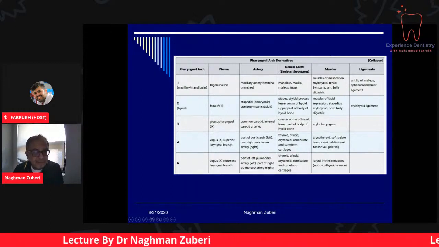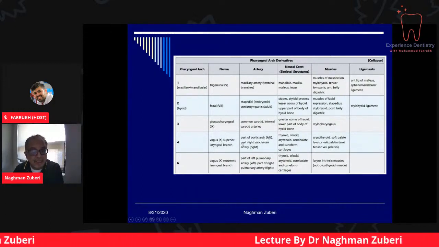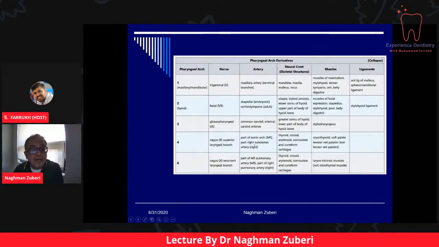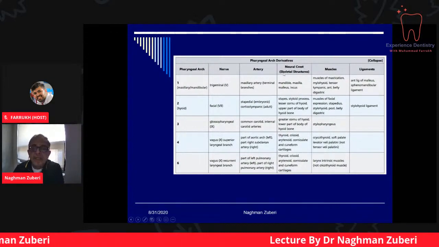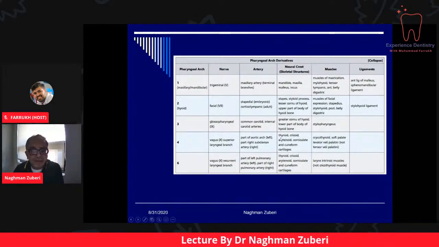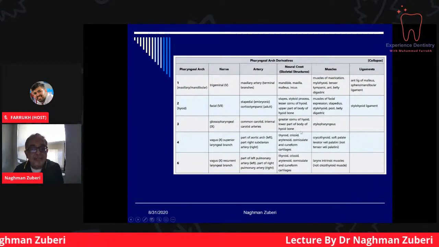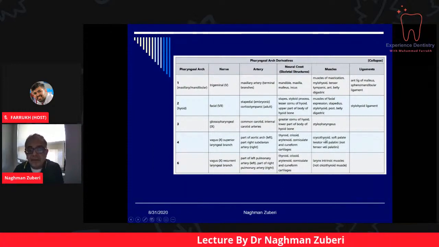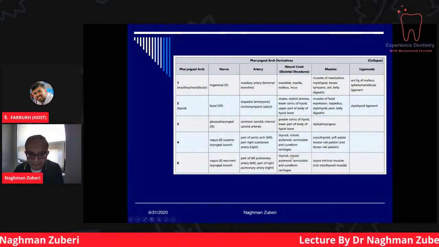These are the nerves. The artery is part of the aortic arch on the left side and part of the right subclavian artery on the right side. There is a difference between the left side and the right side. Skeletal structures derived from it: thyroid, cricoid, then arytenoid, corniculate, and cuneiform cartilages. Muscles: cricothyroid, soft palate, levator veli palatini, but not the tensor veli palatini.